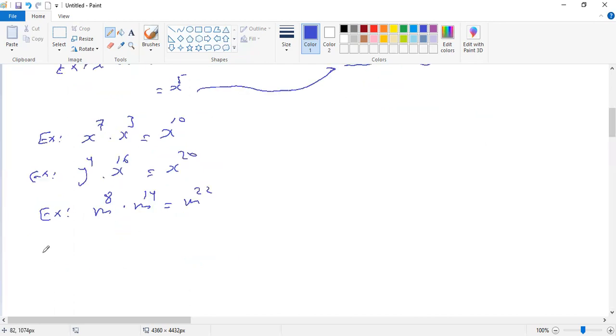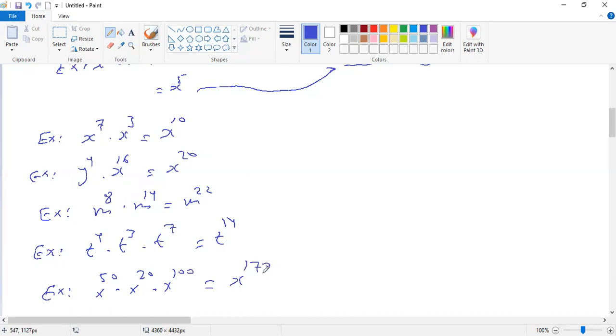Another example: t to the power 4, t to the power 3, t to the power 7. This is 4 times, 3 times, 7 times, which would be 14 times. T multiplied by itself 14 times. We add 4 plus 3 plus 7, which is 14. Another example: x to the power 50 times x to the power 20 times x to the power 100 equals x to the power 50 plus 20 plus 100, which is 170.